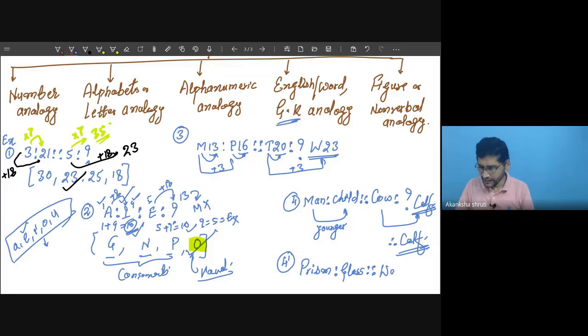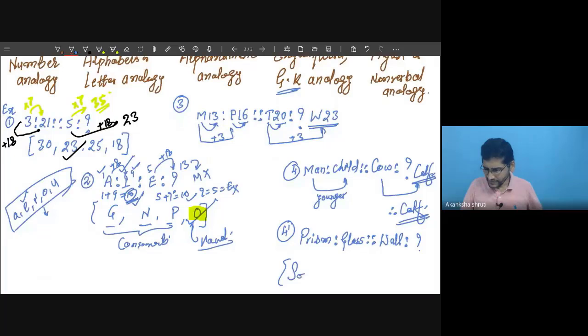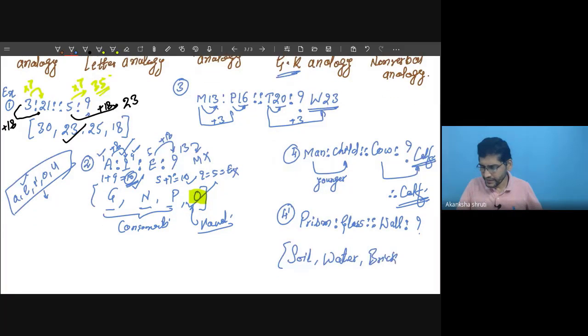Then if there is a wall, what will be there? So in the options, something will be given. Say soil, maybe water, maybe bricks, maybe none, meaning none of these. So what are we getting? This glass is making the prism. So we have to search for the ingredient of the wall. In the options, it is given as bricks. So bricks is the correct one. So this way you have to think.